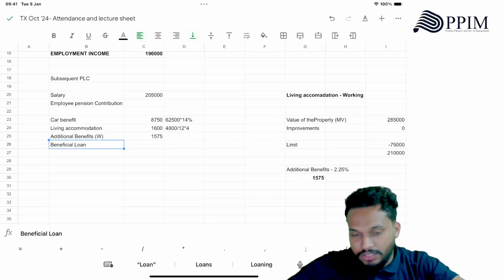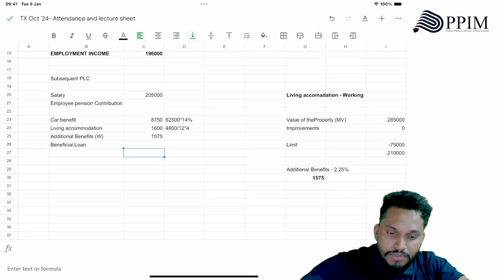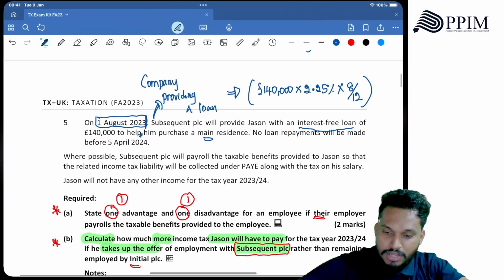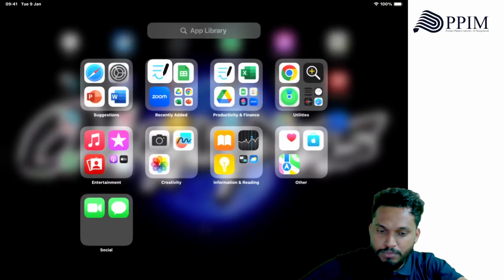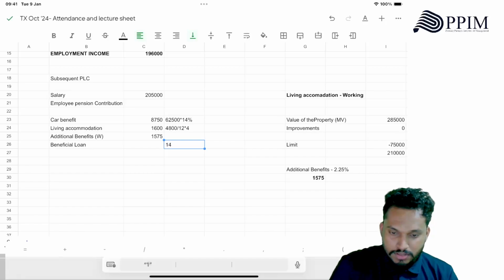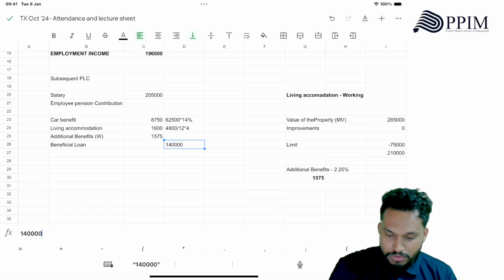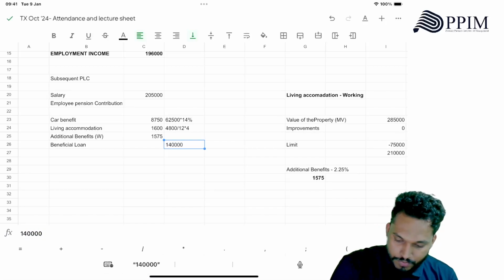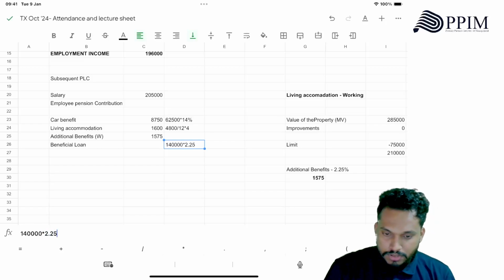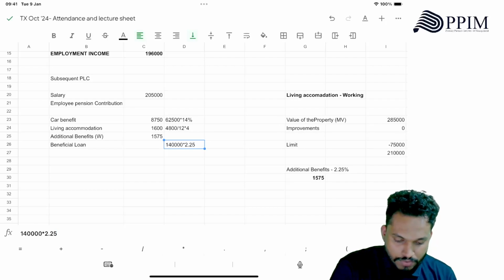Then the benefit of the loan that you are receiving, you need to do the calculation. So I have drafted the calculation. That is what this is, 140,000 pounds. So let me show it here. So then you also refer, what is it? 140,000 pounds into, sorry, 2.25%, but you need to take it for 8 months.